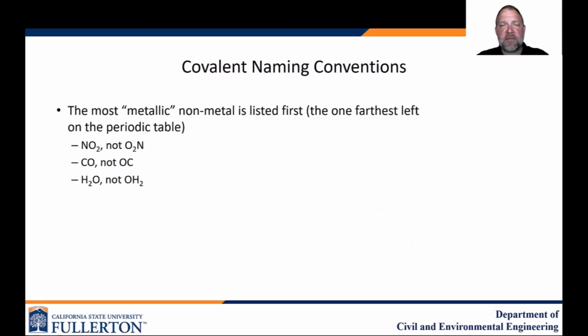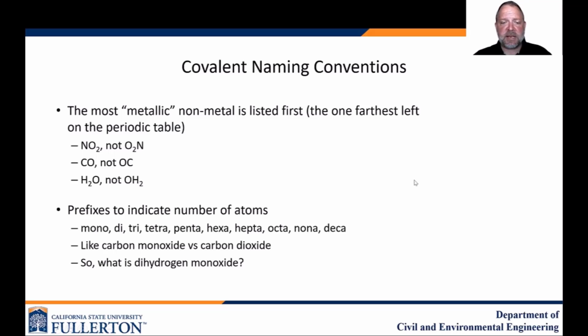The way we name covalent bonds, or covalently bonded material, I should say, is that the most metallic nonmetal is listed first. It's the one farthest left on the periodic table. Nitrogen is farther left than oxygen, so it's NO2, not O2N. Carbon is farther left than oxygen, so it's carbon monoxide, not OC, oxygen carbide. And hydrogen is farther left than oxygen, so it's H2O.